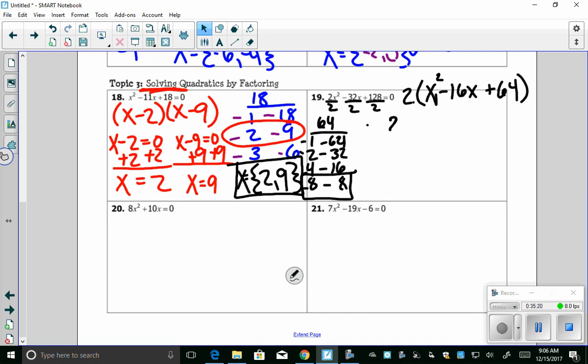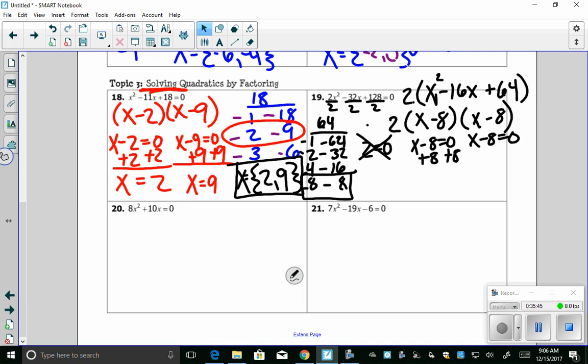So you're going to have 2 parentheses, x minus 8 times x minus 8. Set them all equal to 0. x minus 8 equals 0, and x minus 8 equals 0. Add 8 to both sides. x equals 8. So my final answer is x equals 8.